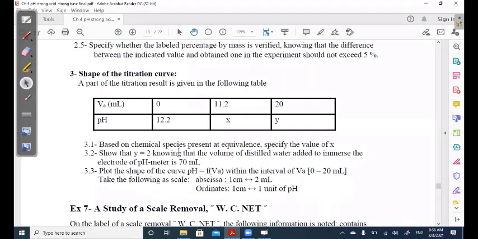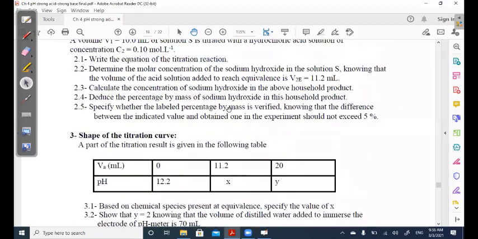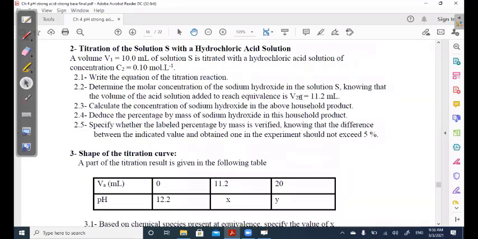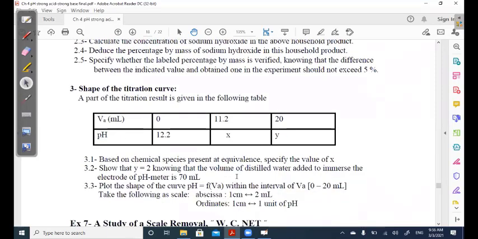3.1, based on chemical species present at X1, specify the value of X. X is the value of pH at volume added equal 11.2. 11.2 represents what for this titration? It represents the volume added at X1. Then 11.2 is the volume at X1. Then X is the pH at X1, which should be equal to 7. But how can we explain its value? Why pH equals 7 at 11.2?